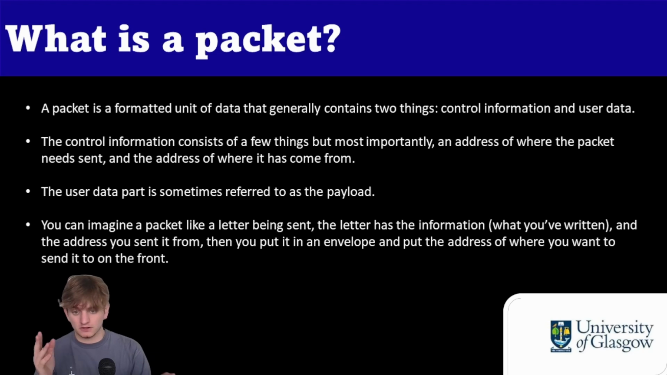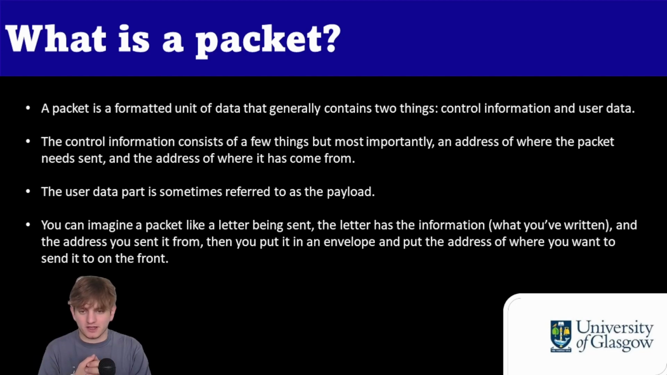Okay, so coming back to that packet point, what is a packet? Well, a packet is a formatted unit of data that generally contains two things: control information and user data. The control information consists generally of a lot of different information, but there's two important bits that we're going to need, at least for this simple model of a wireless network. We're going to need an address of where we're sending the packet to, and we're going to need the address of where it's come from. And in this case, they're both going to be MAC addresses.